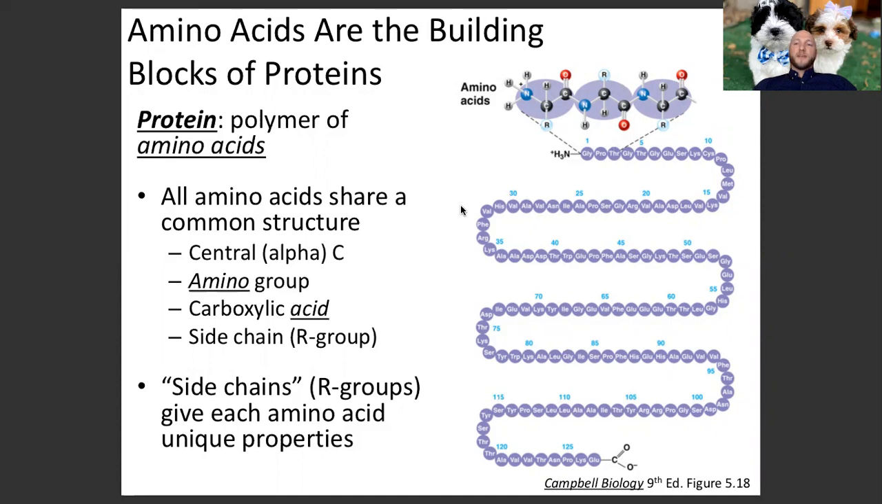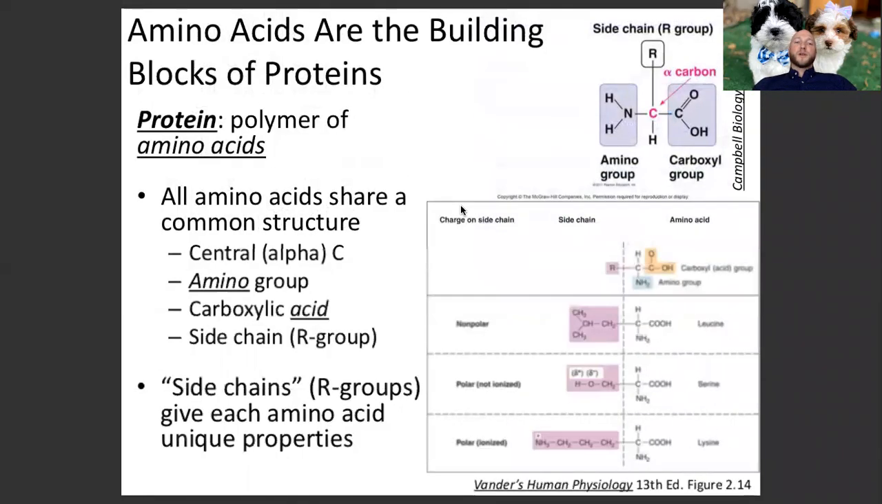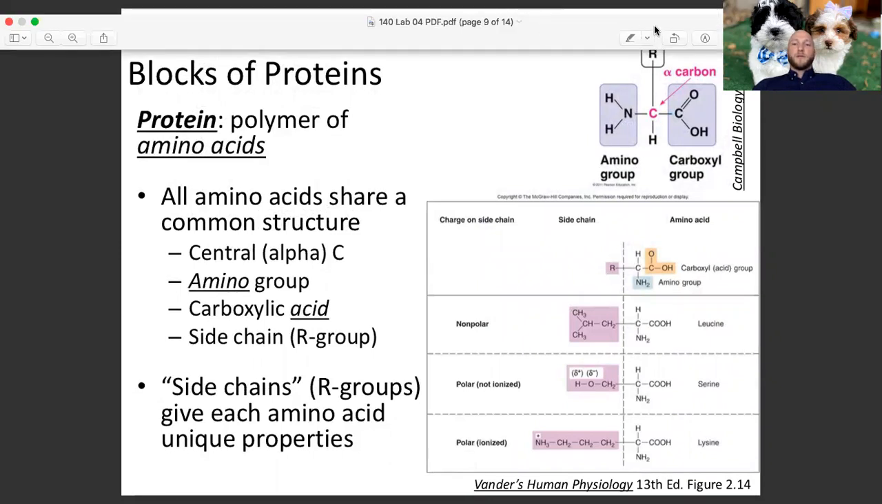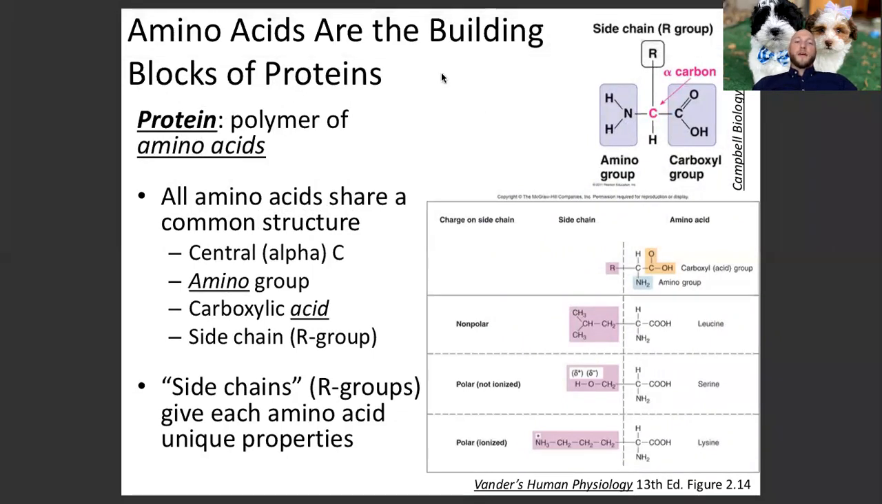All amino acids have a similar structure. All amino acids are going to have an alpha carbon. Off of that alpha carbon, all amino acids are going to have an amino group. The amino group is where amino in the word amino acid comes from. They're all going to have a carboxyl group. The carboxyl groups are acidic. That acidic carboxyl group is where the acid comes from, so amino acid.